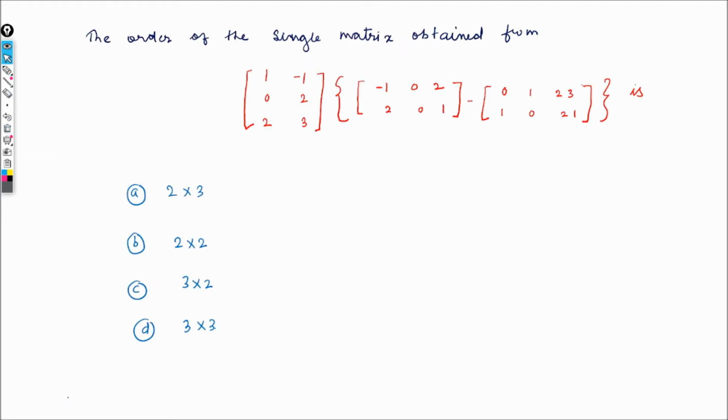Now let us check here the order of the single matrix obtained by... What is the order of this? This is a 3 by 2 matrix. Then the subtraction of these two matrices will be a matrix whose order is 2 by 3. Therefore, if we multiply this matrix and the matrix obtained after subtraction, then the obtained matrix will be of order 3 by 3. So D will be our answer.